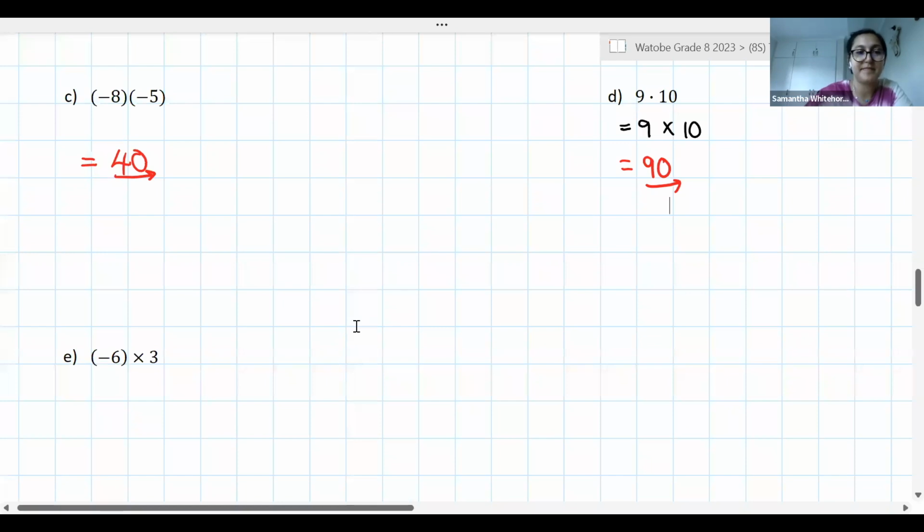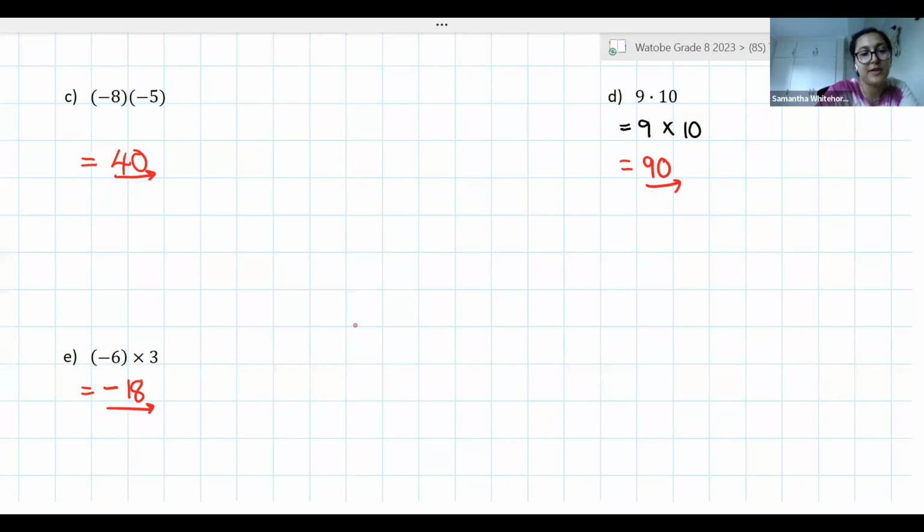Ma'am, E is -80. Wonderful. Positive times a negative is a negative. Yes. 6 times 3 is 18. 18. Perfect. -18. Well done, my people. Okay, so I hope we've marked.